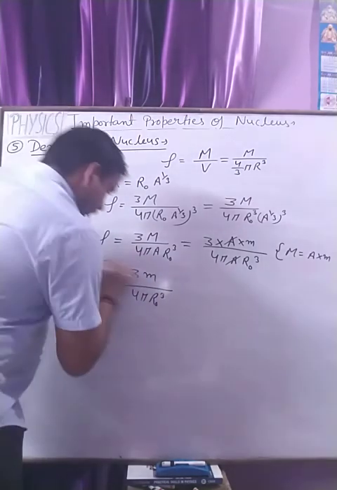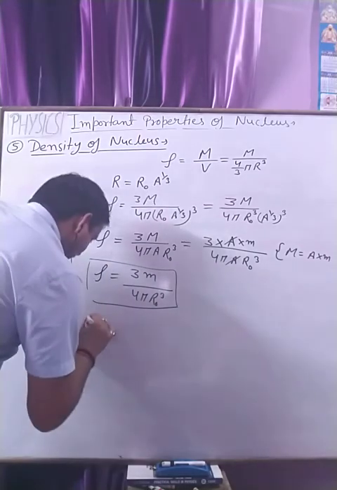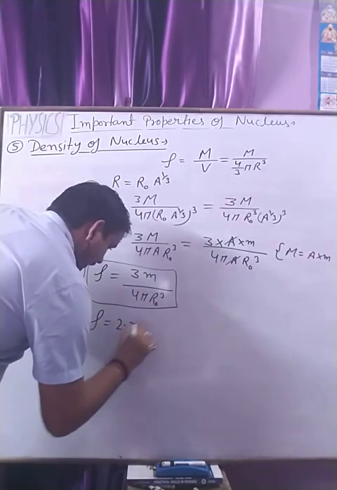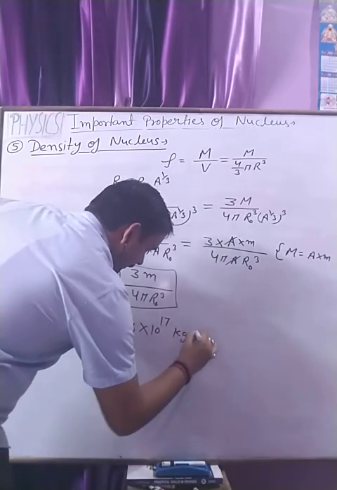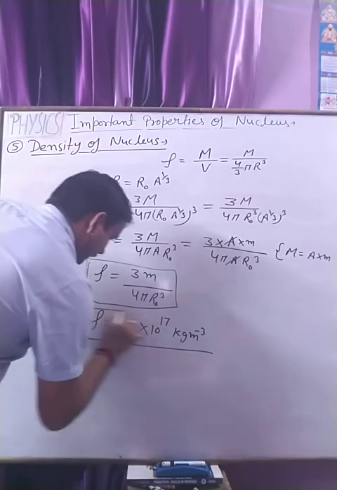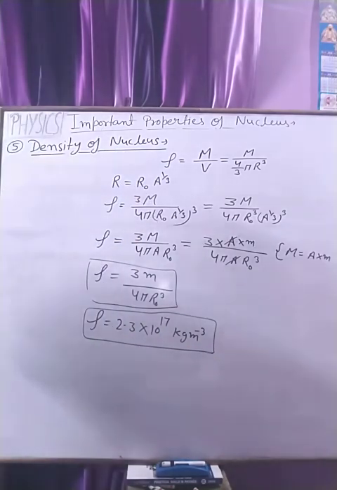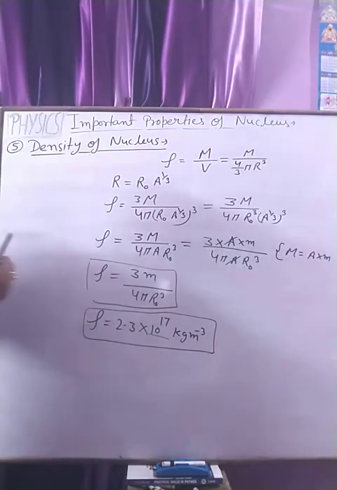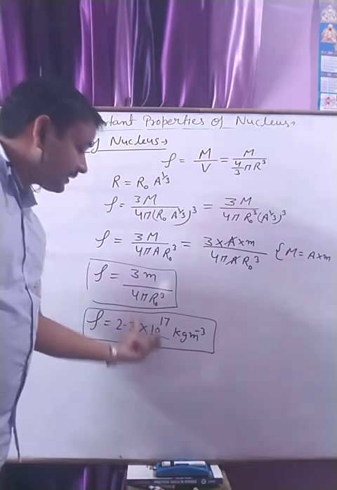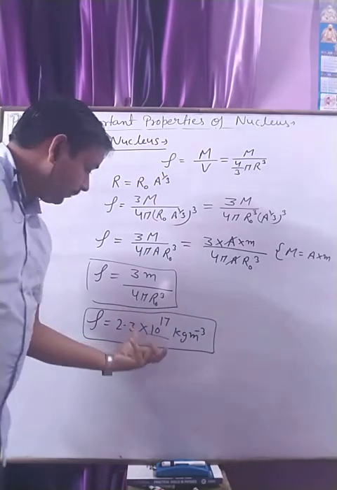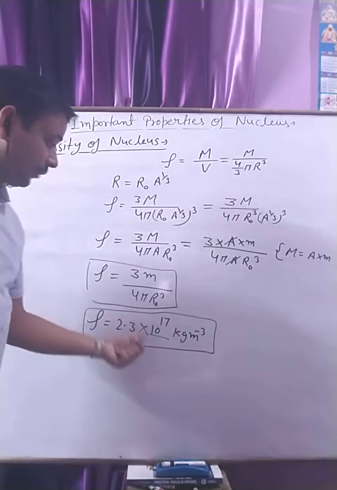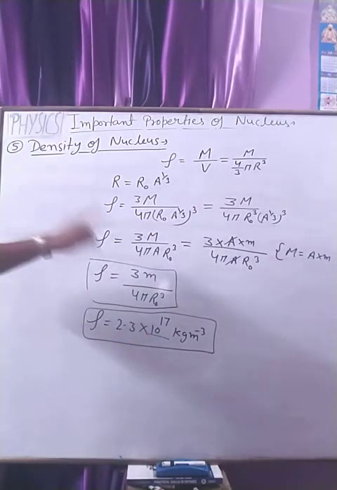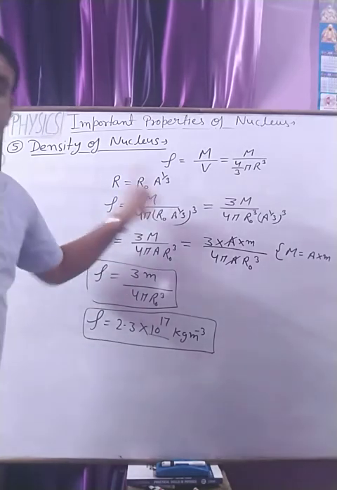Okay, this is the formula for the density of nucleus, and it is calculated as 2.3 into 10 to the power 17 kilogram per meter cube. This is the density of nucleus, and this value indicates that the proton and neutron in the nucleus are very densely packed with each other, and the density of nucleus is independent of its mass number. Okay, copy this.